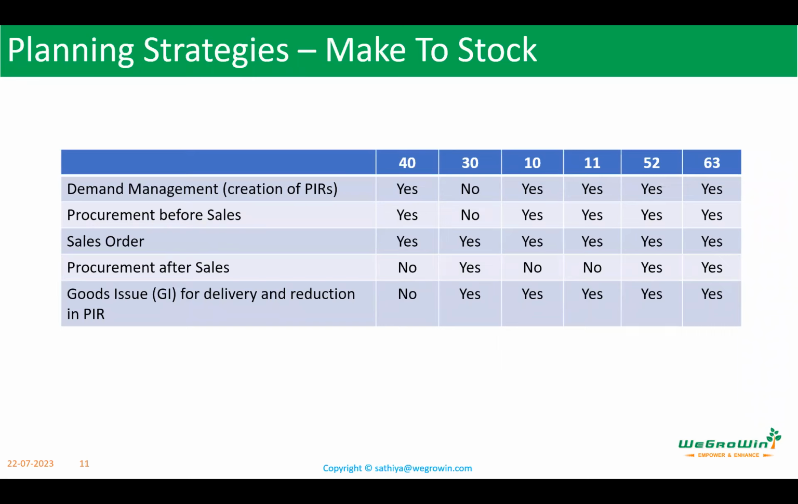Planning strategy for make to stock. Here these are the make to stock strategies like 40, 30, 10, 11, 52. As I told you, we will be focusing on 40 only, because if you have to discuss strategies, that itself will take separately 20 hours or so. That needs a lot of discussions, a lot of examples and other things. So let us not dive into this. As I told, we'll focus on only 40.